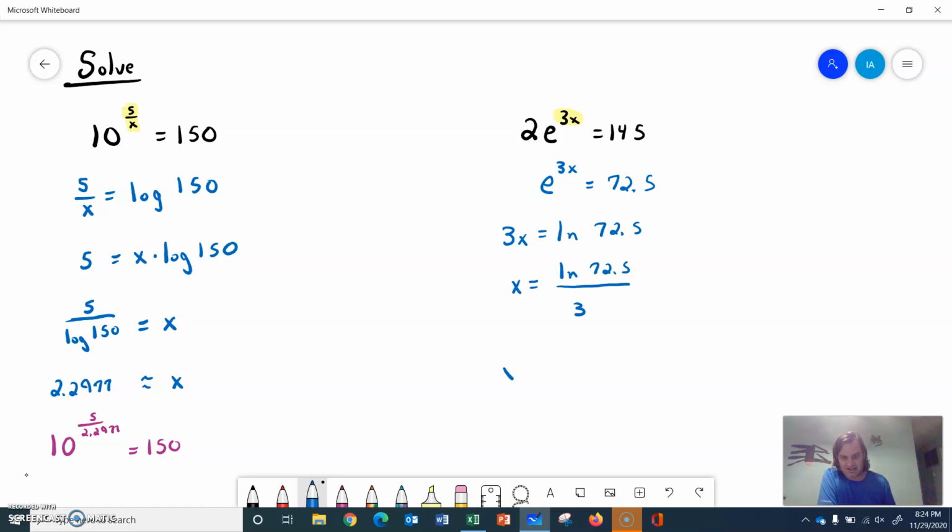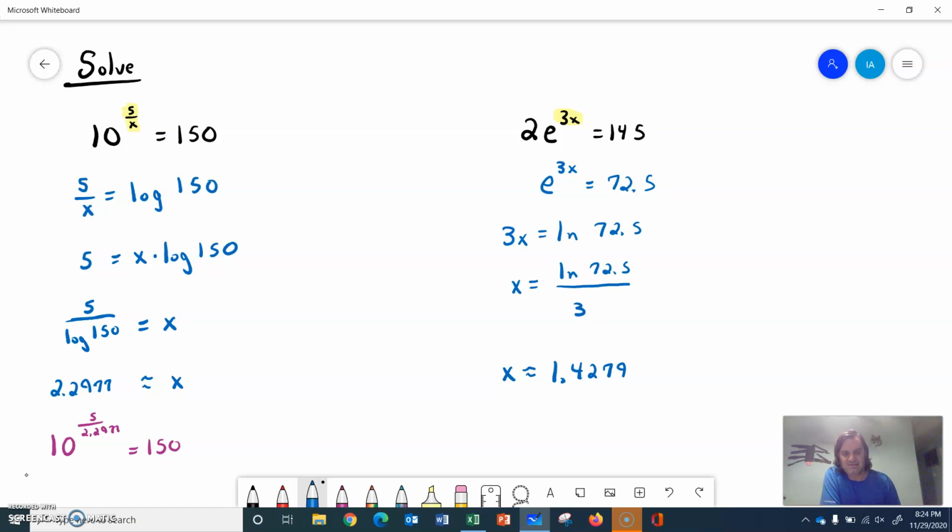But how big is that? We'll let the calculator tell us. Not very big at all. I get 1.4279.